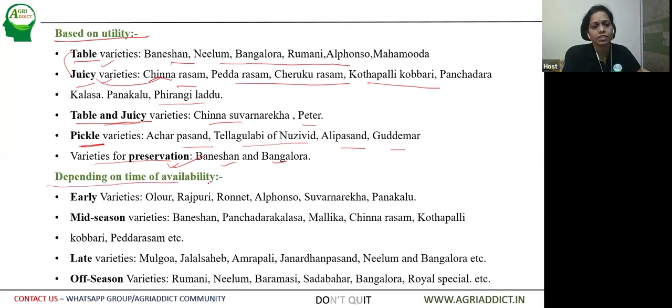Then one more classification is also there based upon the time when the fruit is available. The first one is early varieties. They come much before the season, that is April, May, when usually the fruit is available in the market for consumers. However, early varieties are available early in the year, from January to February, March, like Olor, Ronet, Alfonso, Suvarnareka, Panakal, and so on. Then the mid-season varieties like Baneshan, April, May, and June to some extent are Mallika, Chinnarasam and all.